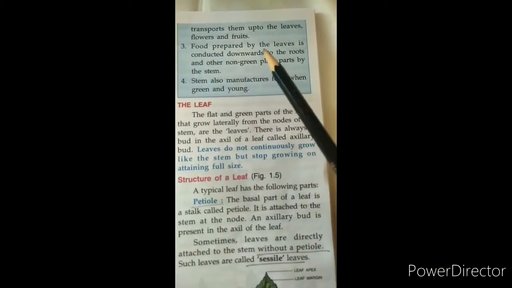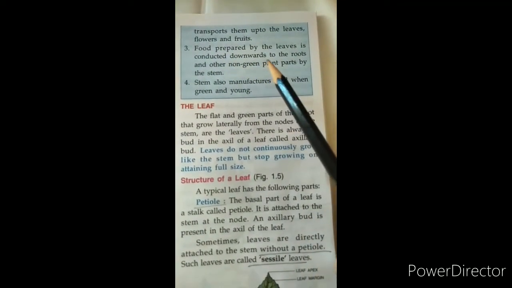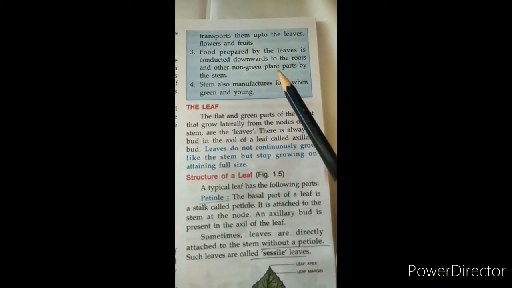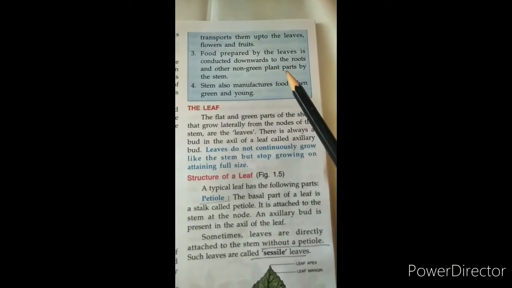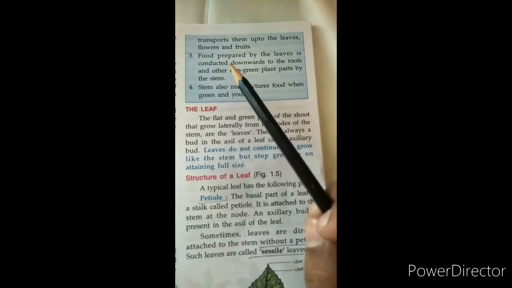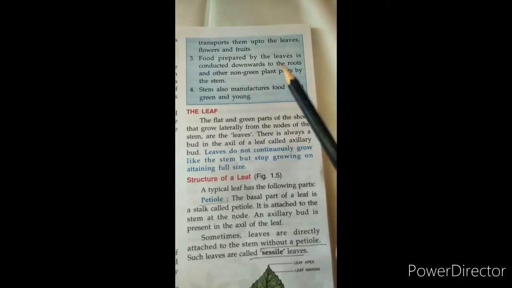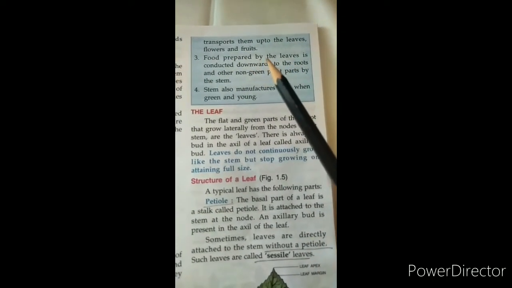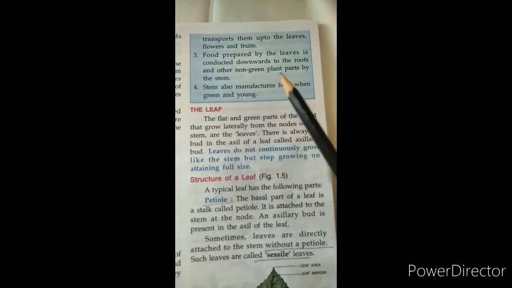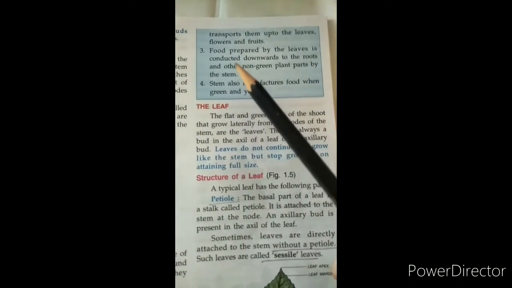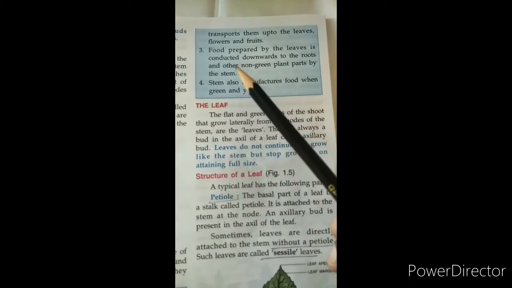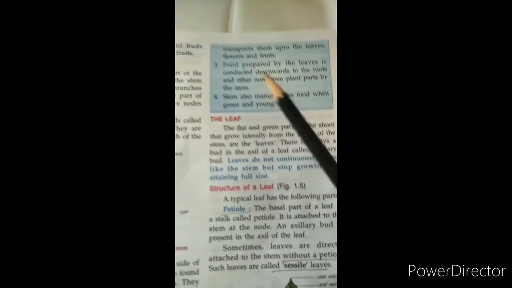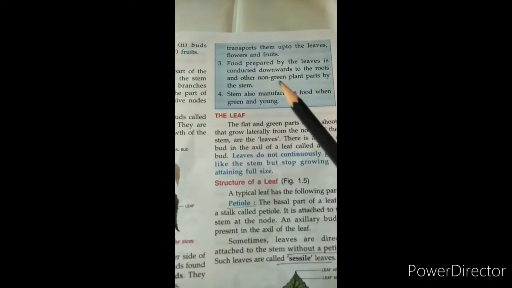The food prepared by the leaves is conducted downwards to the roots and other non-green plant parts by the stem. The conduction or transport of the food from the leaves is again done by the stem to all the non-green parts as well. So the stem not only helps in transporting the water and the minerals from the root to the rest of the plant, but it also helps in the transport of food from the leaves to the rest of the plant. Okay, good.